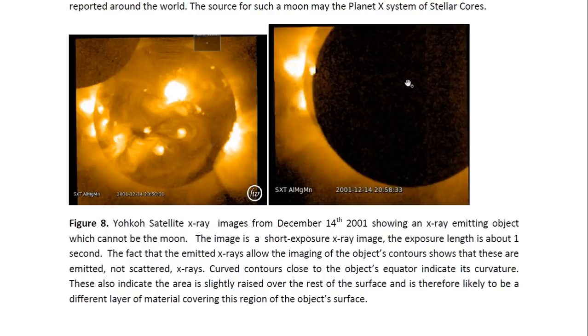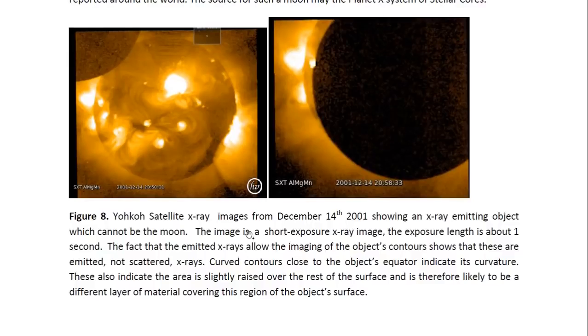This is an X-ray image, and these bright dots on this object are, of course, X-rays. And this means that this object is emitting X-rays. Now, these are very short exposure images. The exposure is only of about 1 second, perhaps even less. And the fact that the emitted X-rays allow the imaging of the object's contours. You can actually see contours on this object.